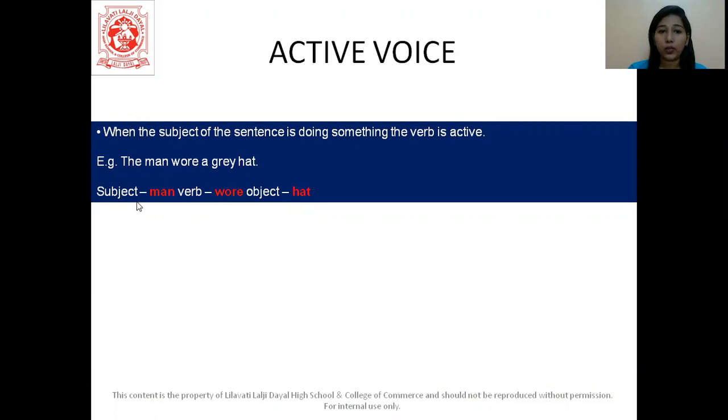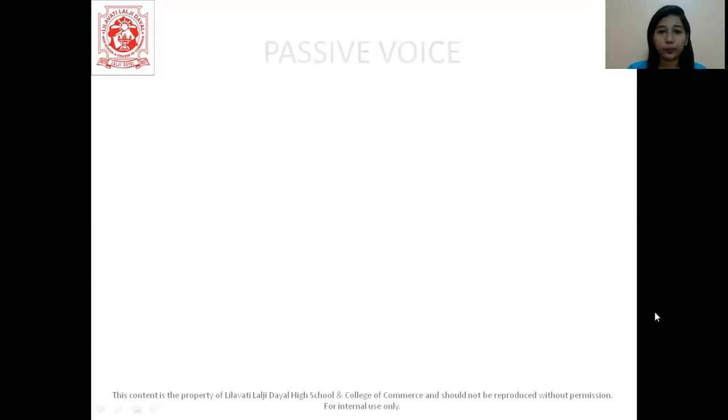Correct? So the man, who is the subject, wore a grey hat. Correct? So this is our active voice, where we show that the subject of the sentence is doing something, which means the verb is active. That is about our active voice.